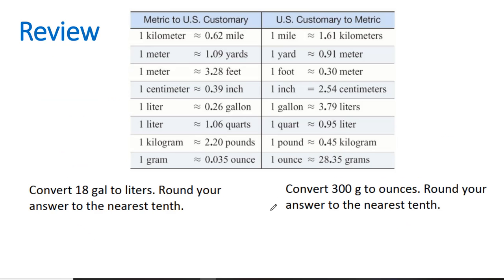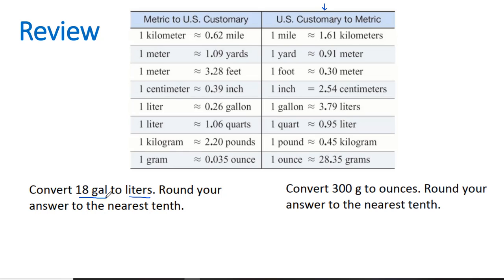For these questions, we're converting within metric and imperial between the 2 measurements. So for the first one, we're converting 18 gallons to liters. So we're going from the US customary or imperial system to our metric system. So we're going to be looking on the right-hand side, and we are going to where the conversion is. 1 gallon is 3.79 liters. So we're going to take 18 and multiply that by 3.79.